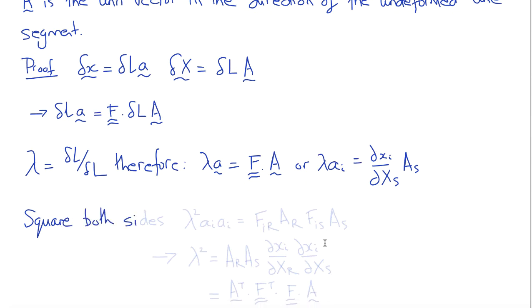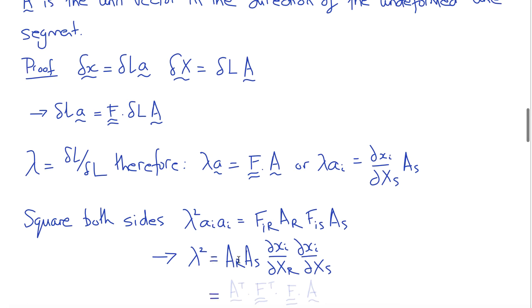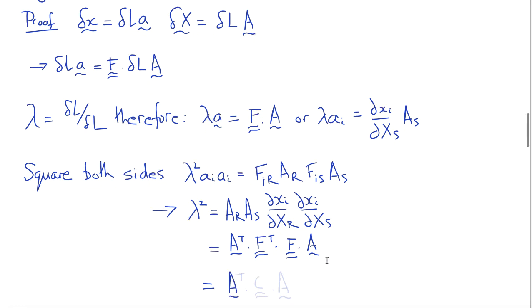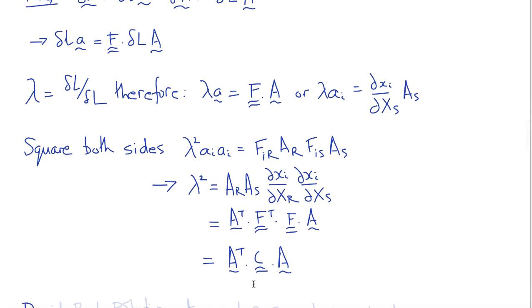Next, we square both sides, which gives us lambda squared a_i a_i, or a dot a, which would therefore equal F_iR A_R times F_iS A_S, where F_iR and F_iS are del x_i del X_R and del x_i del X_S. Now, a_i times a_i, since a is a unit vector, will be 1, so that gives us lambda squared equals A_R A_S del x_i del X_R del x_i del X_S, which is what we wanted, or writing this in terms of the deformation gradient tensor, that's A transpose F transpose F A, which is therefore A transpose C A, which is the result we were looking for.